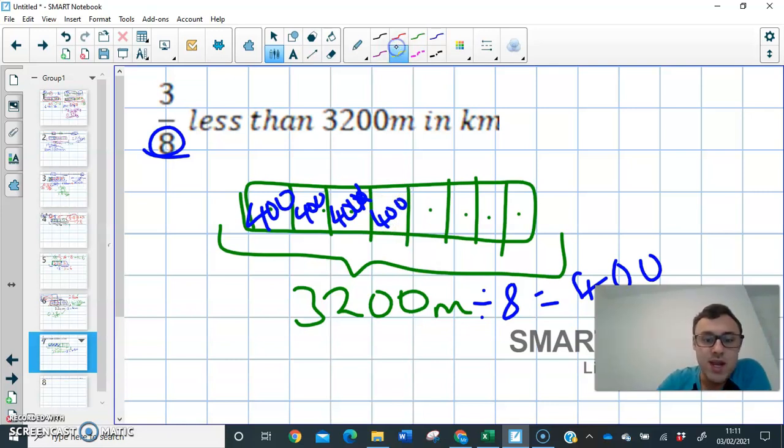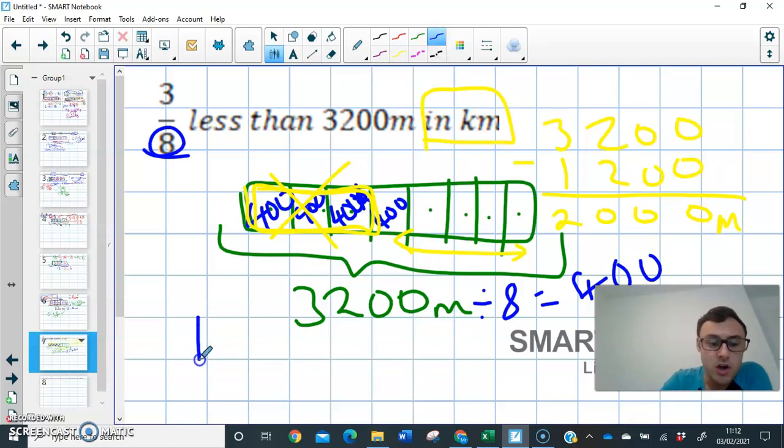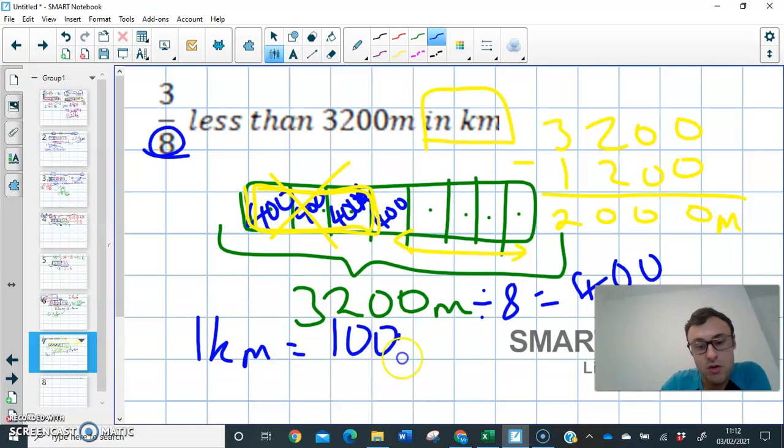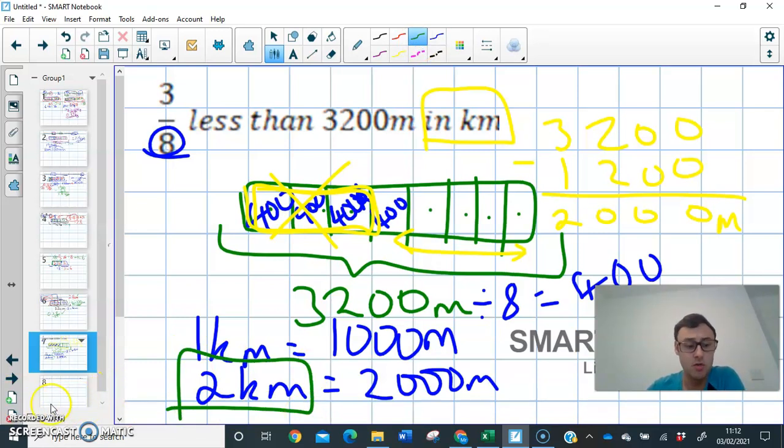Now I need to work out 3/8 less. So I need to work out what this part is taken away to leave me with just this part. So I'm going to do my 3,200, take away my 3/8 value, which is 4, 8, 12, 1,200. That leaves me with 2,000 metres. Now I look at the final part of the question, which asks me to convert it into kilometres, and I know that 1 kilometre is 1,000 metres, so 2 kilometres is going to be 2,000 metres, so my final answer is going to be 2 kilometres.